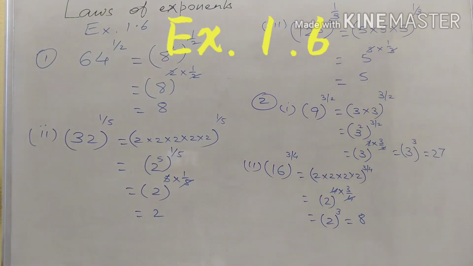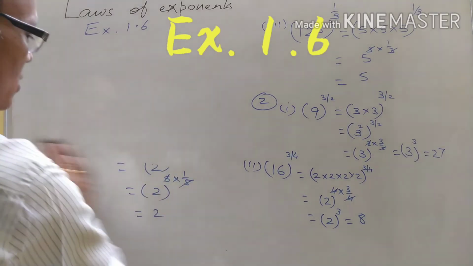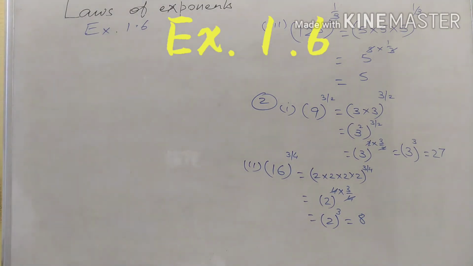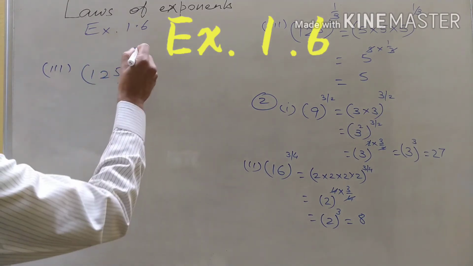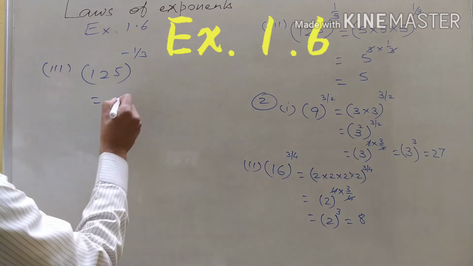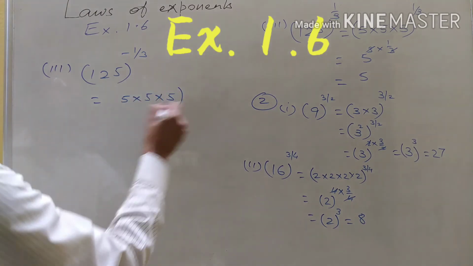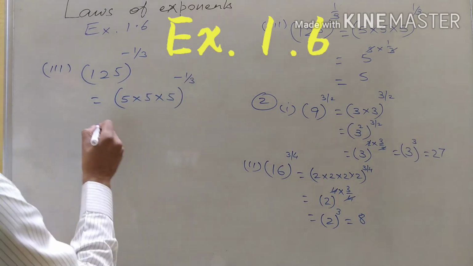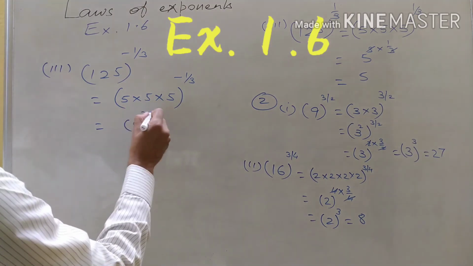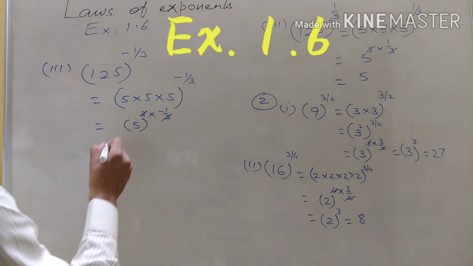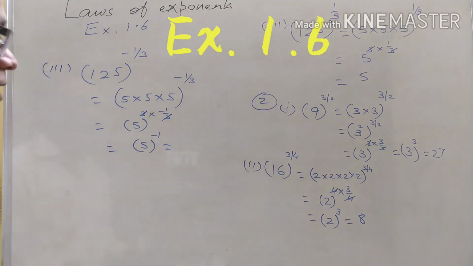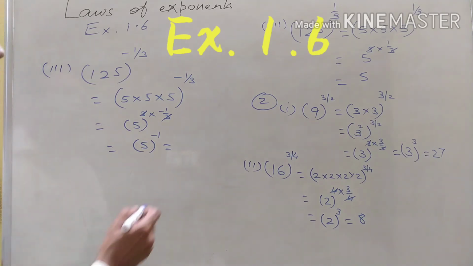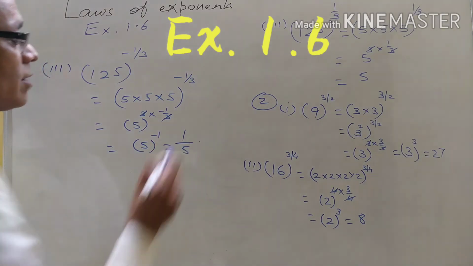Then another one that is given, 125 to the power minus 1 by 3. We know that this will be 5 into 5 into 5, 3 times, to the power minus 1 by 3, means 5 to the power 3 into minus 1 by 3. This 3 cancelled. It becomes 5 to the power minus 1. You have studied a to the power minus m is equal to 1 upon a to the power m. So it becomes 1 upon 5.